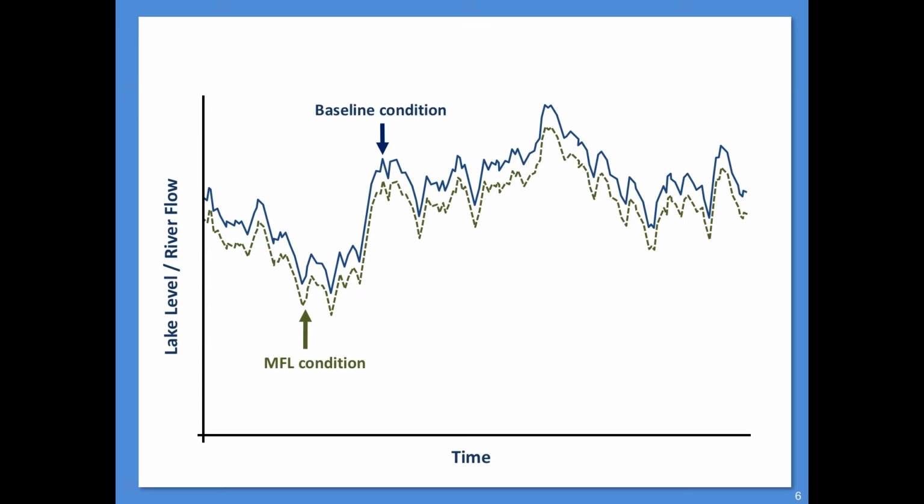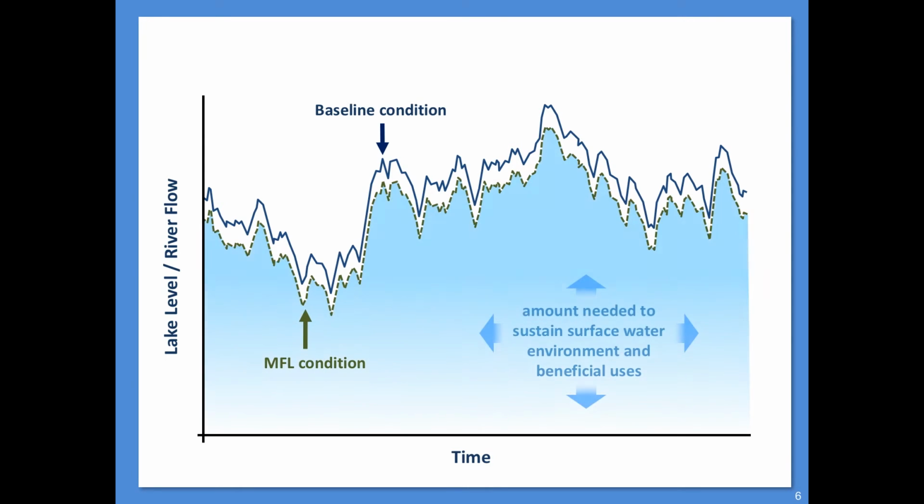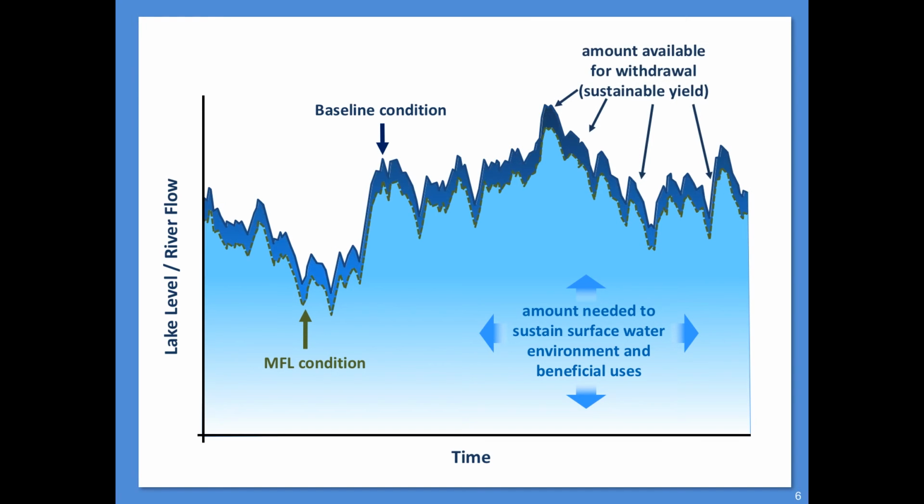When we set MFLs, first we look at what is known as the baseline condition. This represents the current hydrology of a system and includes variability due to both climatic and man-made factors. That's the top line on this graph. The second line, the bottom, is what we call the MFL condition, which defines the amount of water necessary to sustain the environment and those types of beneficial uses I mentioned. When we compare these two conditions, the baseline and MFL, we determine if there's water available for withdrawal. This is the so-called sustainable yield or freeboard.